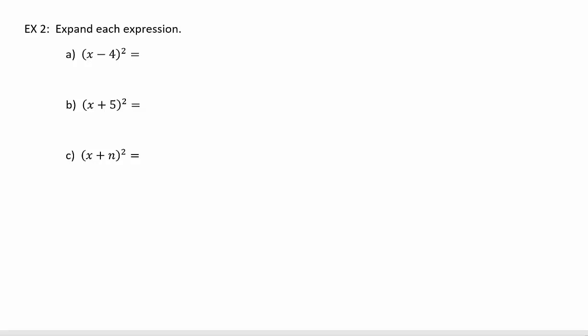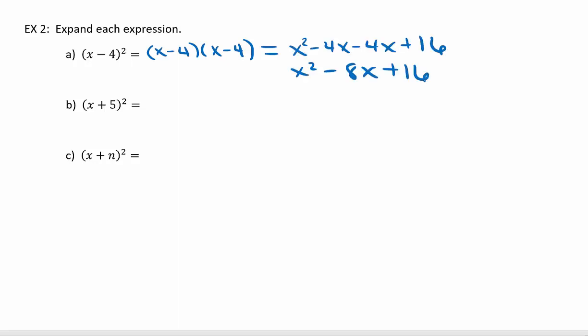Let's start by remembering how we can FOIL out or expand a binomial squared. X minus 4 squared means we're taking x minus 4 times x minus 4. If I use FOIL, my first is x squared, my outer and my inner add up to be negative 8x, and my last is 16. Notice the 8 is 2 times 4, and the 16 is 4 squared. Recognizing this pattern, we can go a little bit faster.